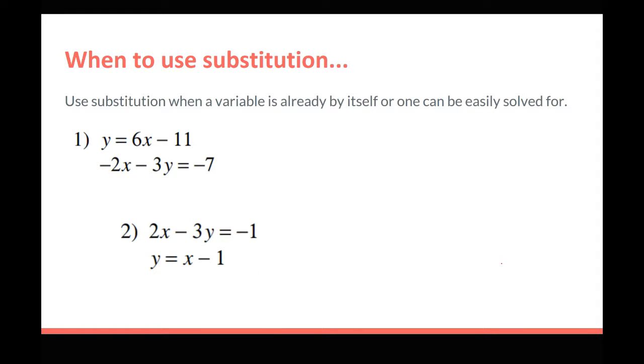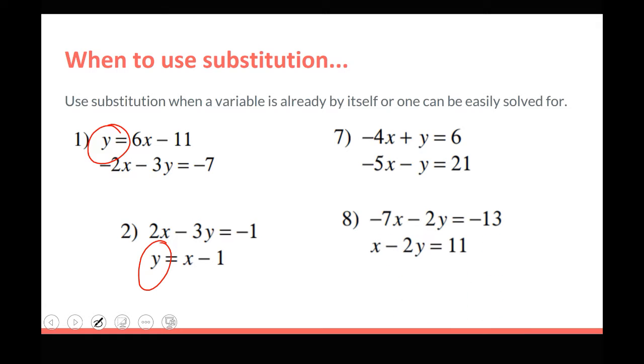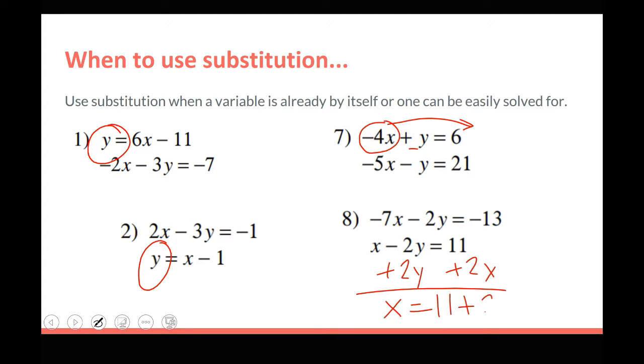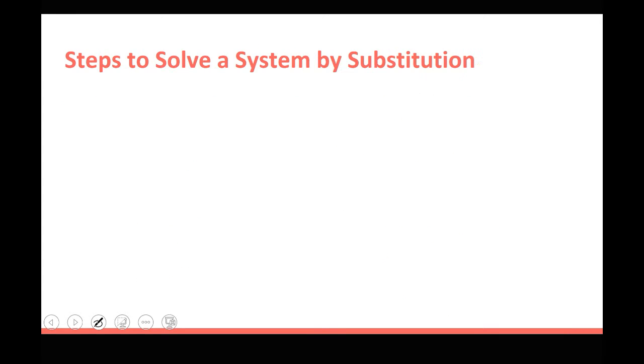In this one, y is already by itself. In this one, y is already by itself. In these next two, no variables are by themselves yet, but it would be pretty easy here to add 4 to both sides and then have that y by itself. Or in this last example, if I added 2y to both sides, I would get x by itself. Okay, so if that can be done pretty easily, then it's good to use substitution.